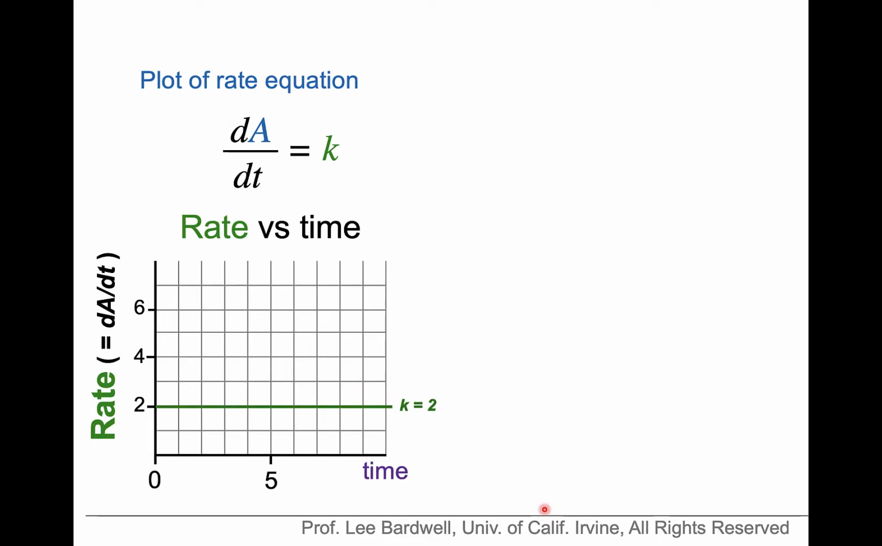All right, let's plot this rate equation, dA/dt equals K. We're going to plot rate on the y-axis, and rate, of course, is dA/dt, and we're going to plot time on the x-axis. So rate as a function of time. Now the rate is constant at all times, so that's why I plotted a flat line equal to the value of K. So if K is 2, then our flat line is at y equals 2.